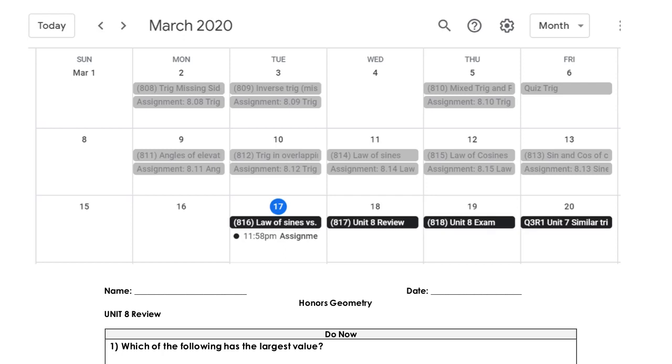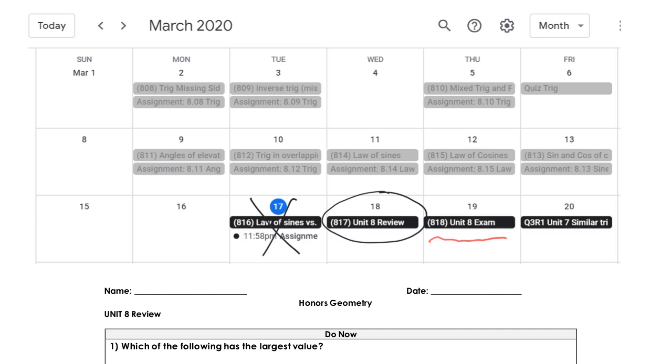So it is Wednesday, March 18th. Yesterday we did law of sines versus law of cosines. Today we're going to do some Unit 8 review. And then tomorrow on Google Classroom, there's actually going to be the Unit 8 exam. So this is to help us study for that exam.